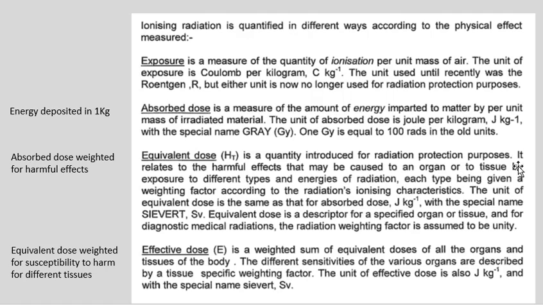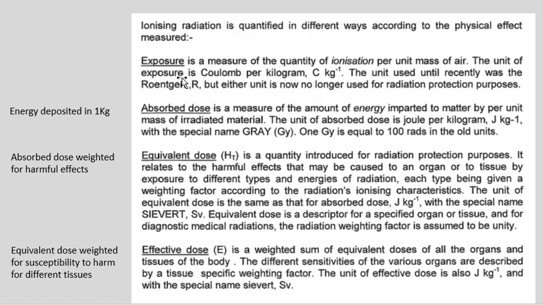This is a slide I've added with a lot more words describing what those 3 terms mean, but if all you remember is that absorbed dose is the energy deposited in 1 kilogram of tissue, equivalent dose is the absorbed dose weighted for the harmful effects of different types of radiation, and the effective dose is the equivalent dose weighted for susceptibility to harm for different tissues, you'll be okay. I've added this just to show you that if you read more words, it doesn't necessarily make it any clearer, but it can add a little more explanation, such as the units of measure and possibly a little bit of extra information.